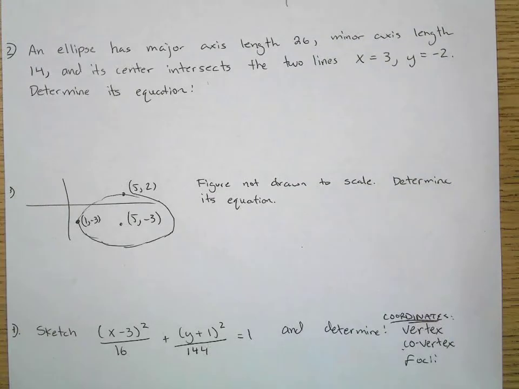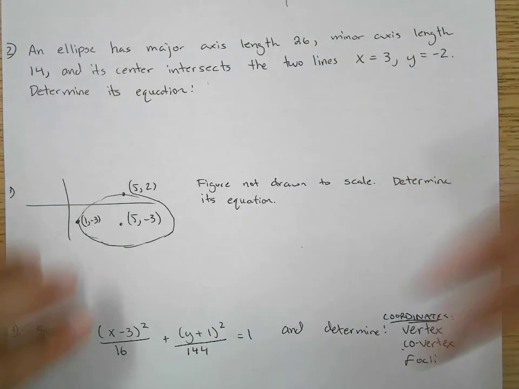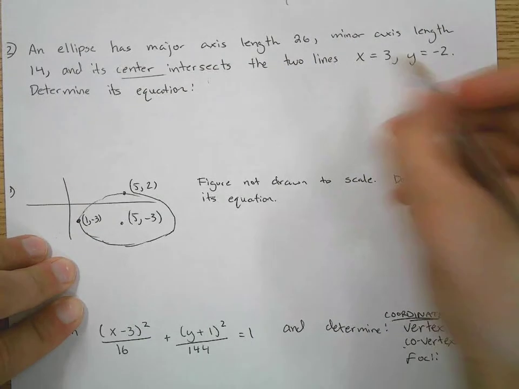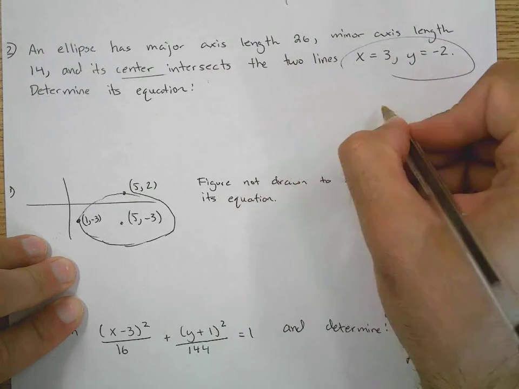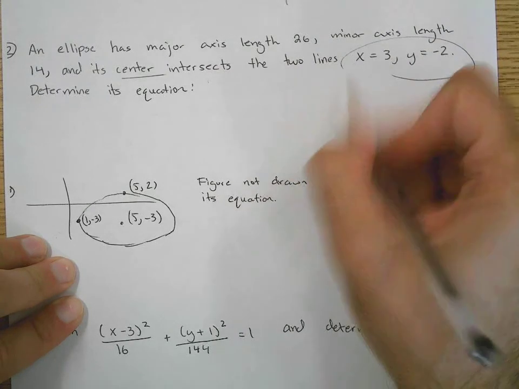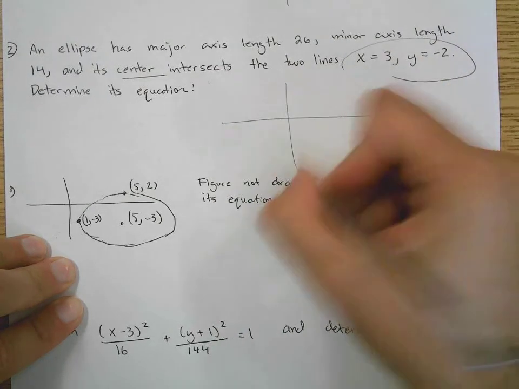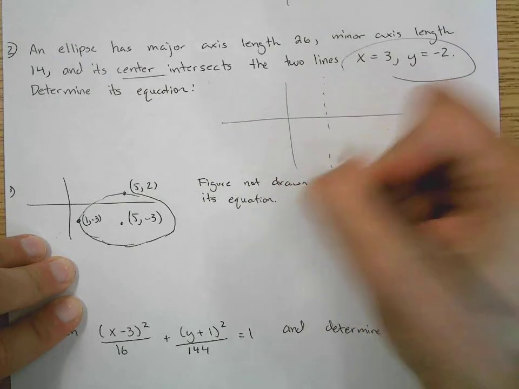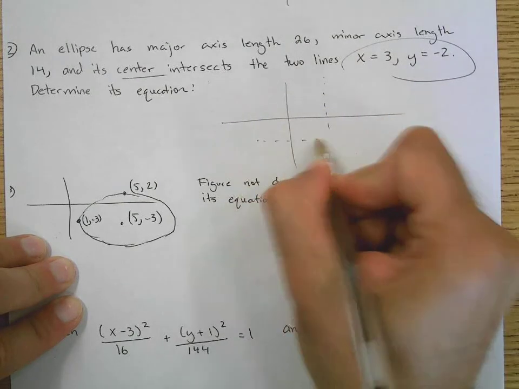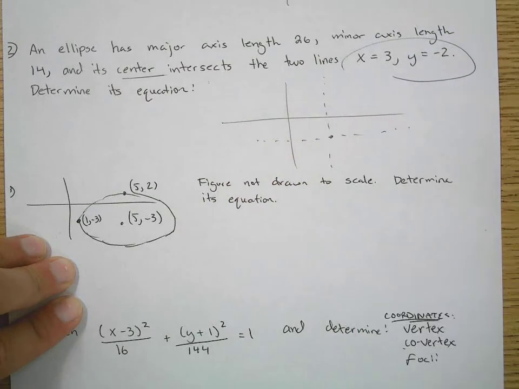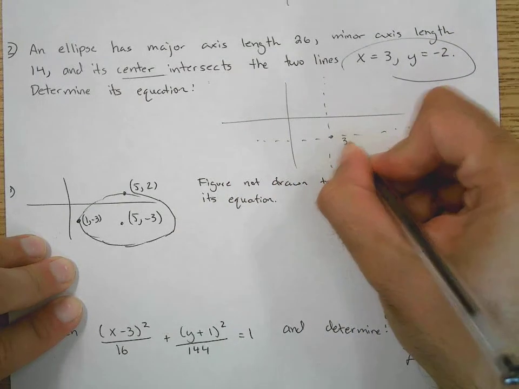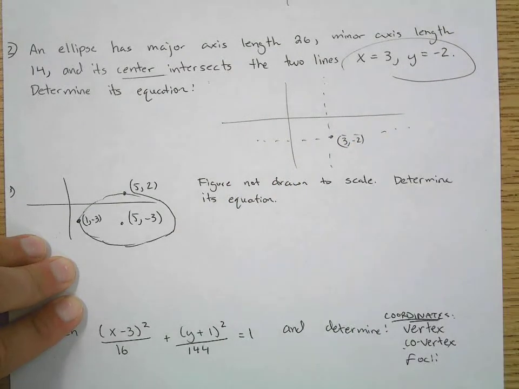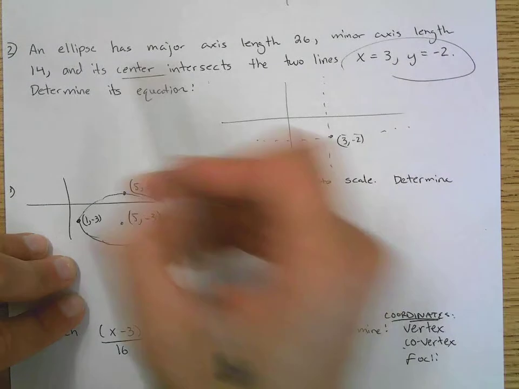Key here, the center intersects two lines. These two lines, right, would be perpendicular. In fact, here's the line x equal to 3. Here's the line y equal to -2. In other words, that's the center. So 3, -2 is the center. And then look from here, it says the major axis length is 26.